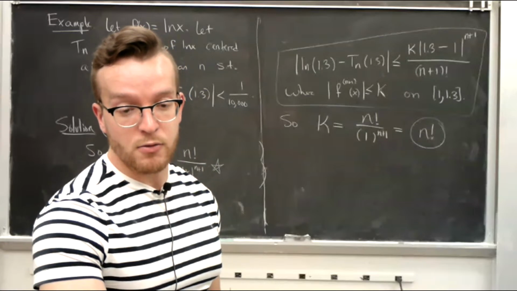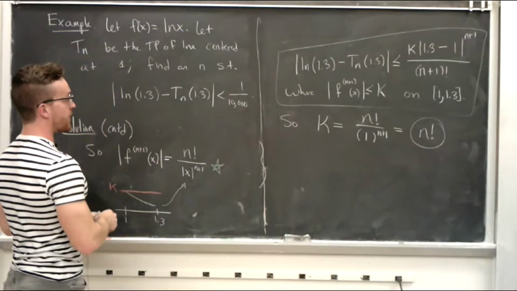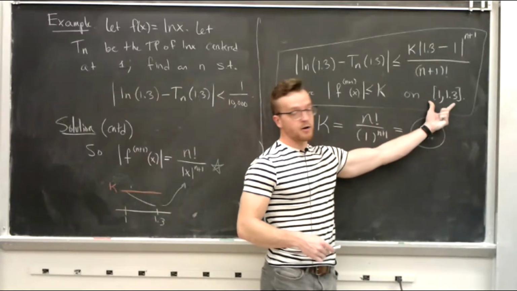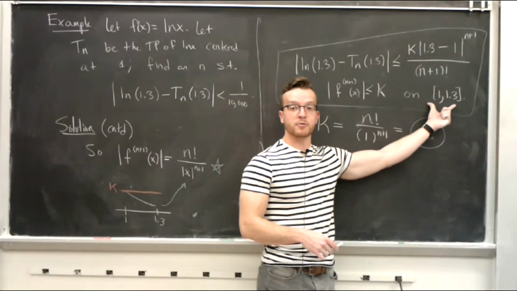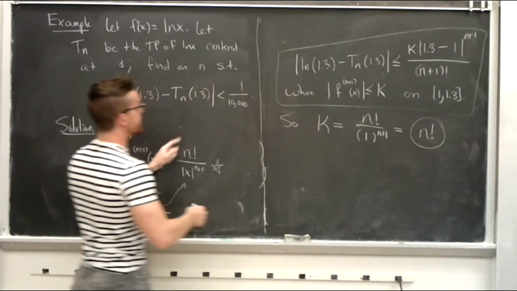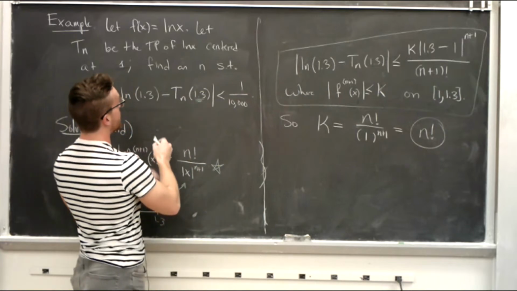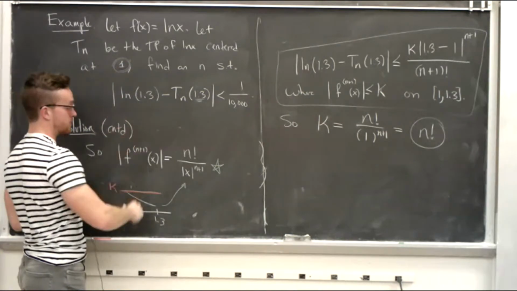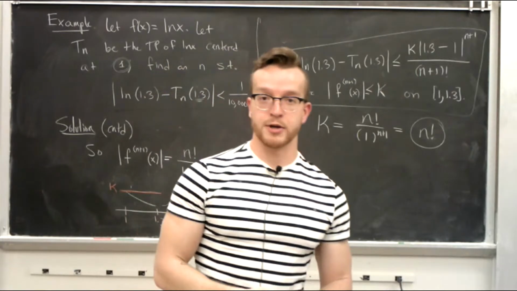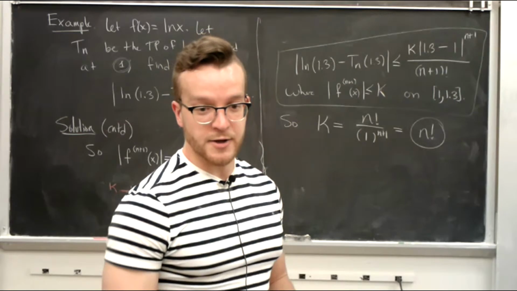How did I get the lower bound to be 1? So that came from the fact that the interval we care about is from 1 to 1.3. And the reason why this is the interval that we care about is because b was 1.3 and a was 1. So it's always a and b that determines which interval we care about, if that makes sense. Nice.